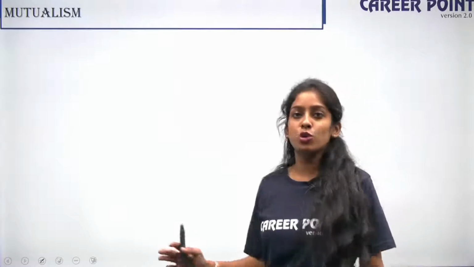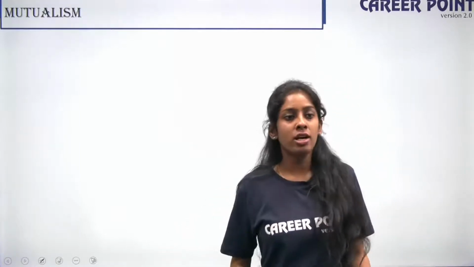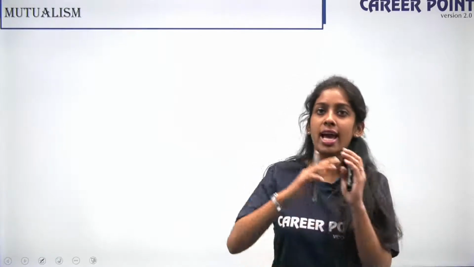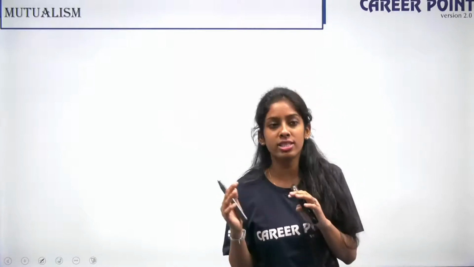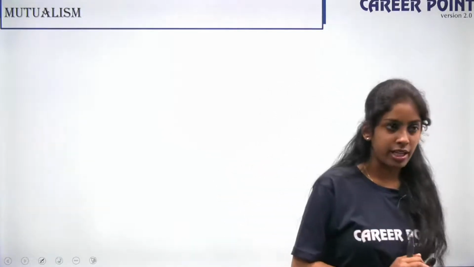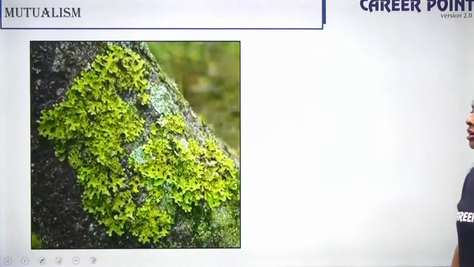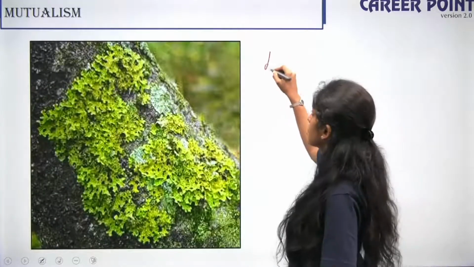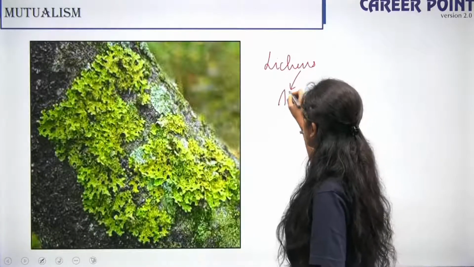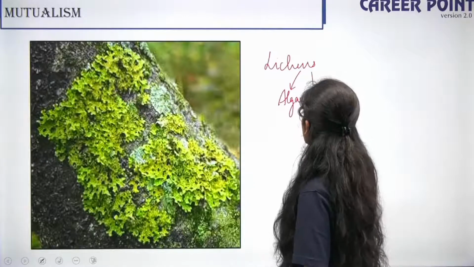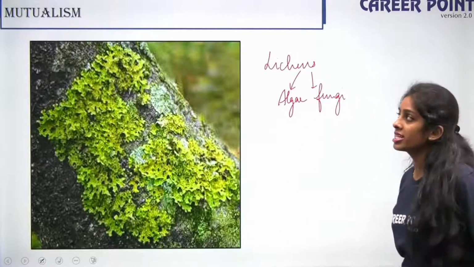So what is mutualism? Mutualism is when both the organisms are benefited, okay? So for example, you have a species A and a species B. Both the organisms have a mutual understanding that no one is harmed, but both are being benefited, okay? We say mutual understanding, no? So it is something like that. So what are these? Lichens, we call it a symbiotic association between your algae and your fungi, right? So these are mutualism.